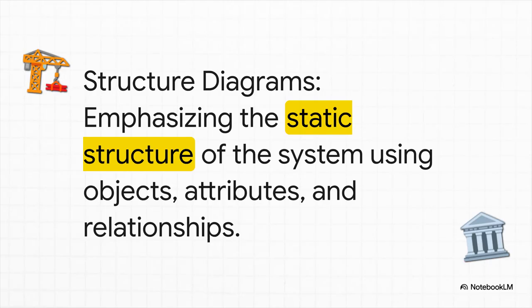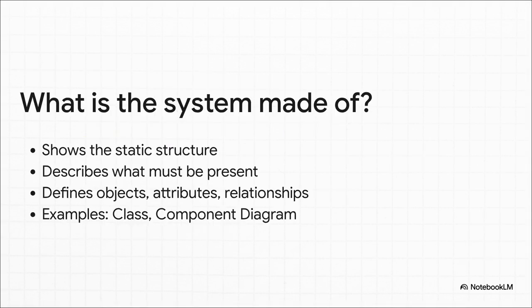All right, let's start with the foundation. The very first category is called structure diagrams. And just like the name says, this is all about the static, unchanging core of your system, the skeleton, if you will. So these diagrams, they're all about answering one big question. What is the system made of? Let's go back to our house blueprint analogy. Structure diagrams are the floor plans. They show you the rooms, the walls, where the windows go, where the plumbing is routed. They show all the essential parts that absolutely have to be there.